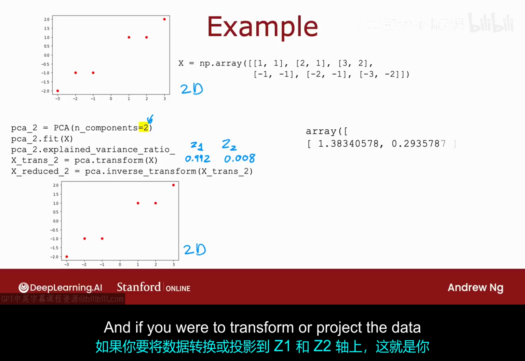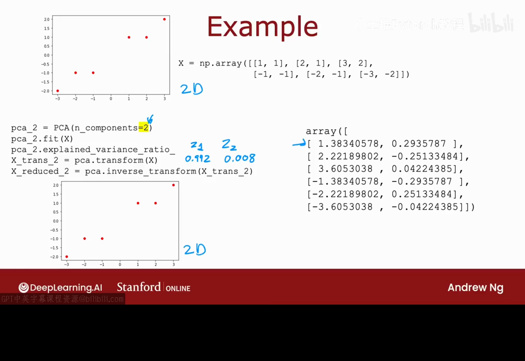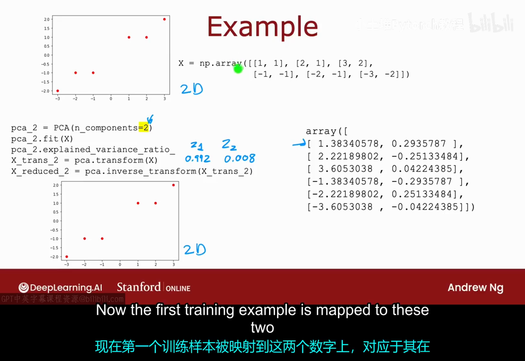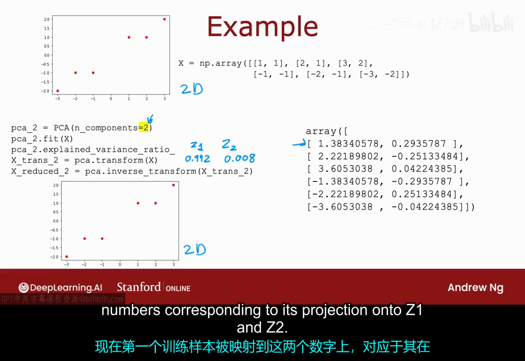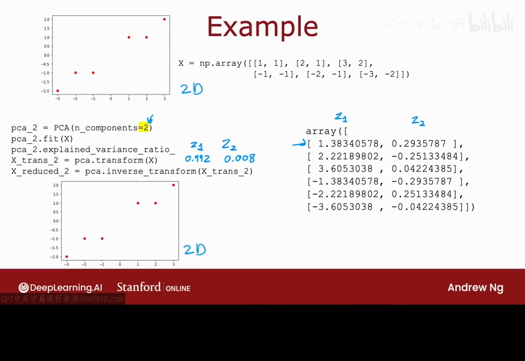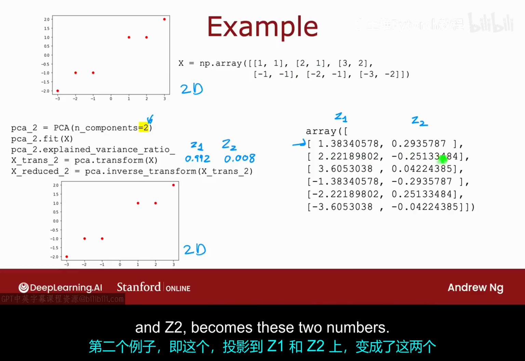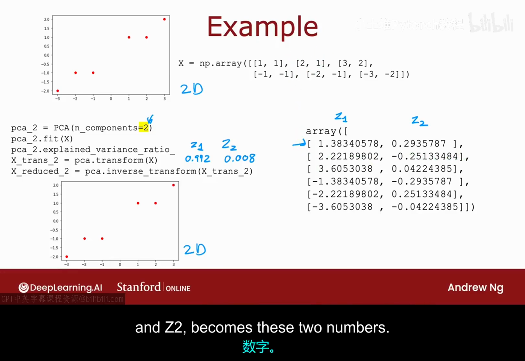And if you were to transform or project the data onto the Z1 and Z2 axes, this is what you get. Now the first training example is mapped to these two numbers corresponding to its projection onto Z1 and Z2. And the second example, which was this, projected onto Z1 and Z2, becomes these two numbers.